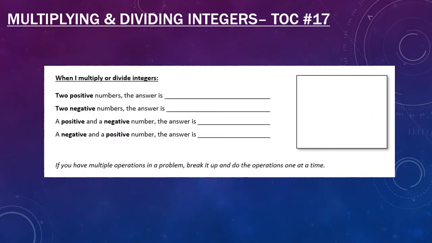Turn that paper over, and let's try some more. So we already talked about this. Same signs, your answer is positive. So two positive answers, like you did in elementary school, your answer is positive. Two negative answers, your answer is also positive. A positive and a negative, meaning one positive, one negative, different signs, your answer is going to be negative. A negative and a positive, different signs, your answer is negative.